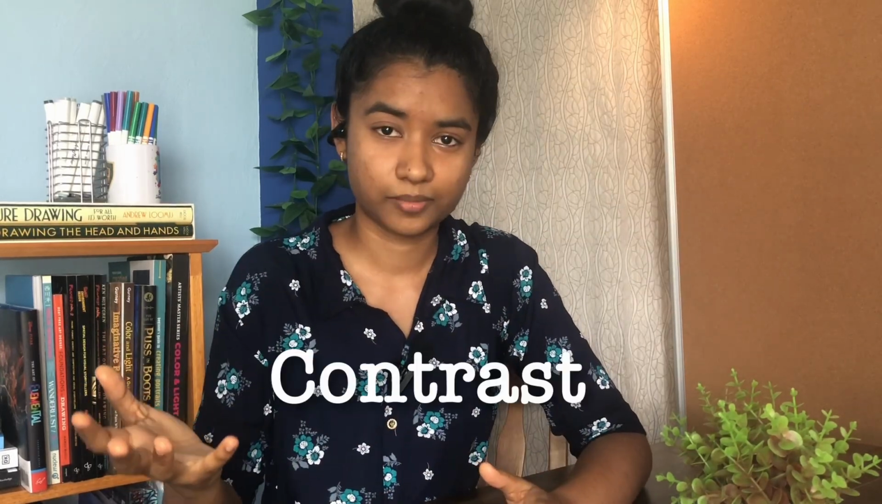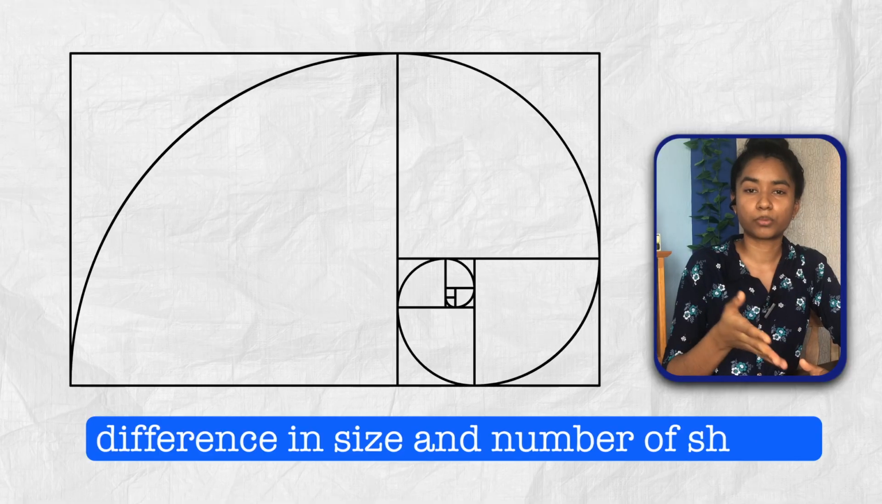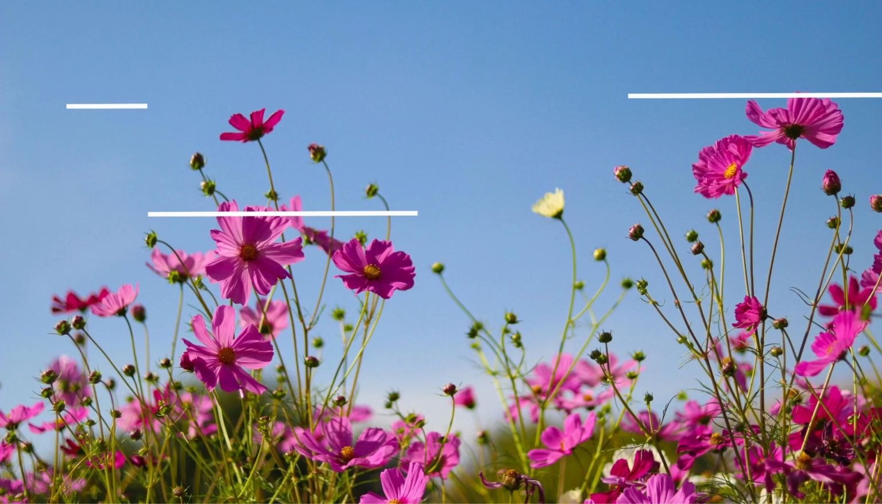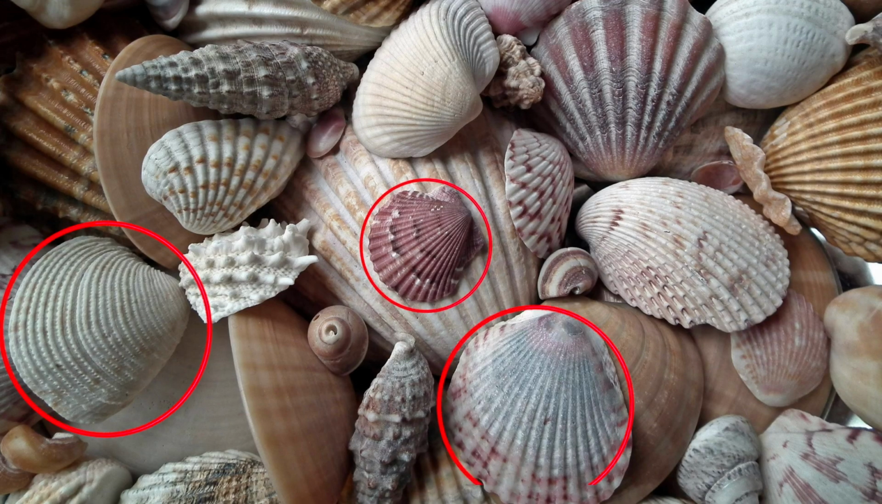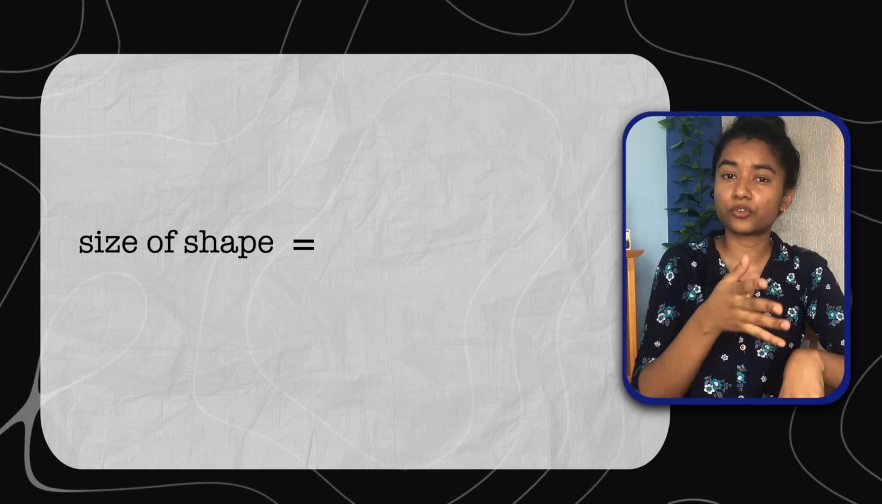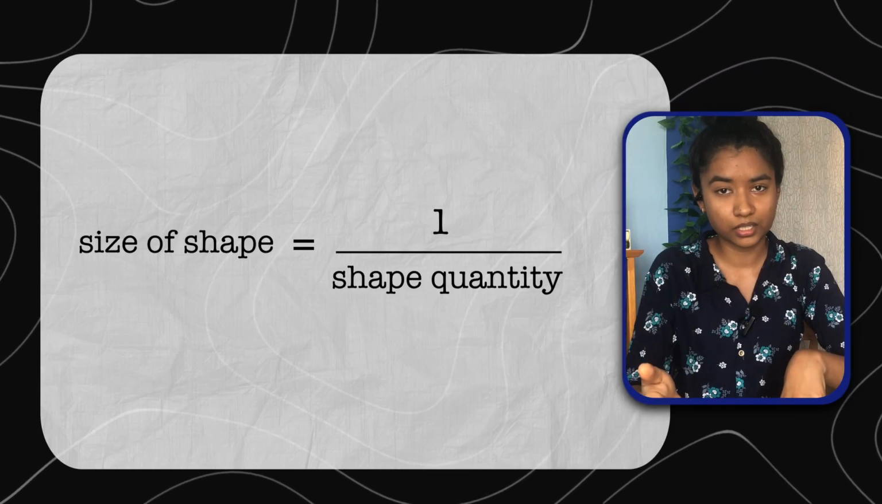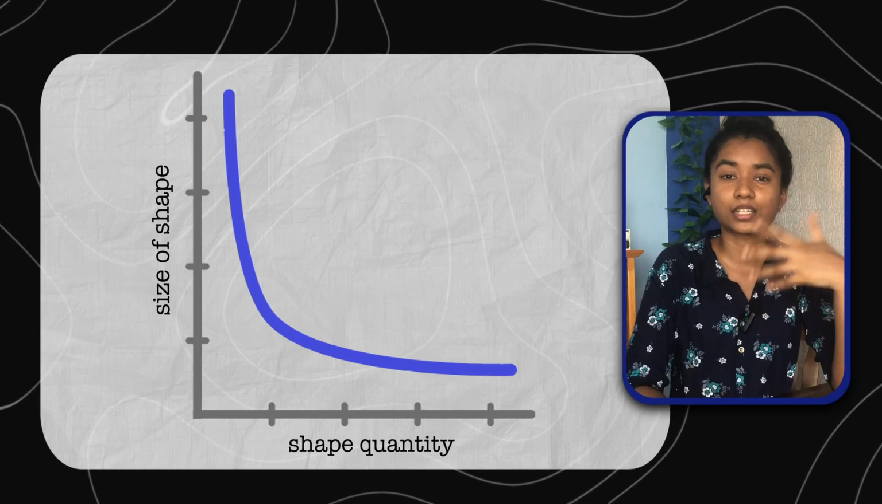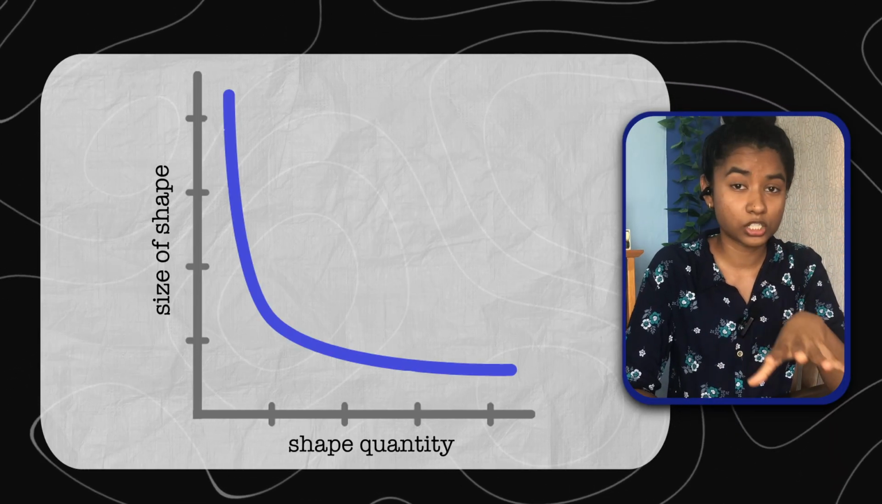Moving on to the golden ratio. This compositional rule works because of the same principle we just discussed: contrast. There's difference in the size and number of shapes, and the real world is full of this kind of variety. Any city will have tall buildings beside smaller buildings, a field will have flowers at different heights, and a beach is always scattered with shells of different sizes. So everything you see is made up of lots of different size shapes. And the size tends to be indirectly proportional to the number, meaning that as the size of the shape gets larger, its quantity decreases. We tend to have fewer large shapes and many more small shapes around us.